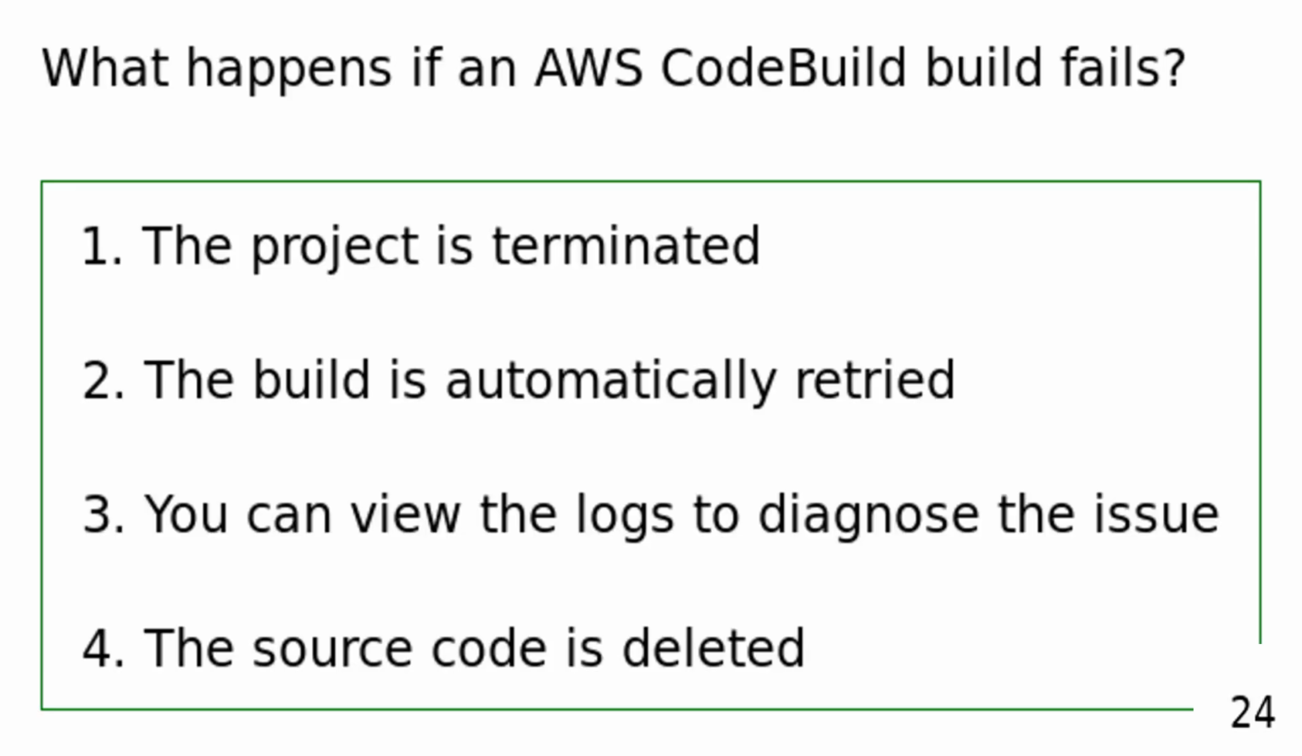What happens if an AWS CodeBuild build fails? The project is terminated. The build is automatically retried. You can view the logs to diagnose the issue. The source code is deleted.